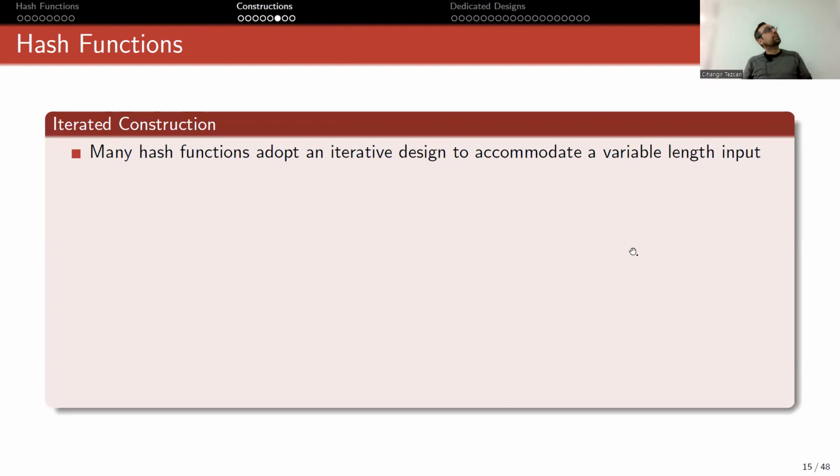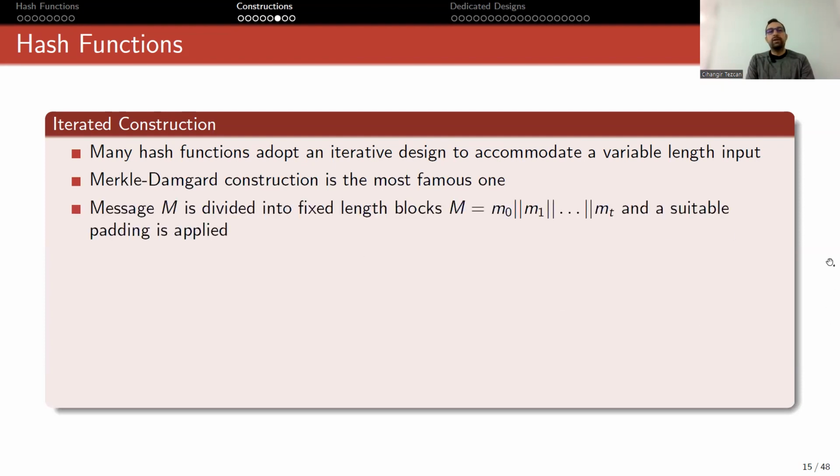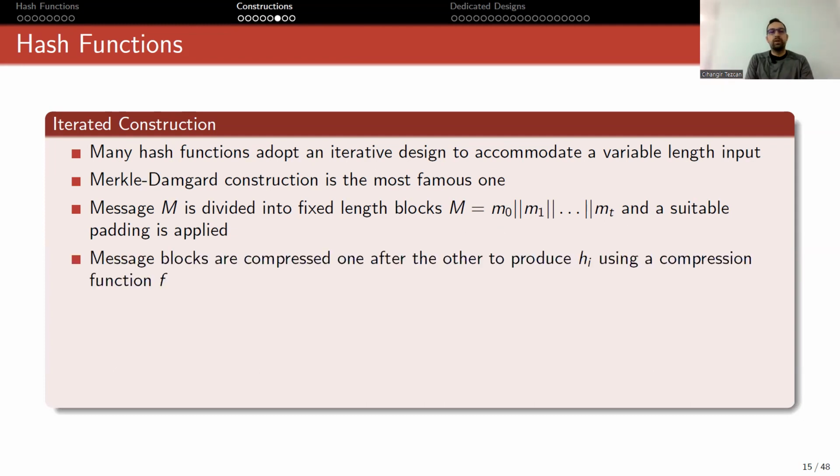So let's look at the Merkle-Damgard construction. This is an iterated construction. So many hash functions adopt an iterative design to accommodate a variable length input. Merkle-Damgard construction is the most famous one. Message M is divided into fixed length blocks. So M0, M1 to MT. This is your message. Then you apply a suitable padding, like we did in block ciphers, putting a single one, then fill the rest with zeros.